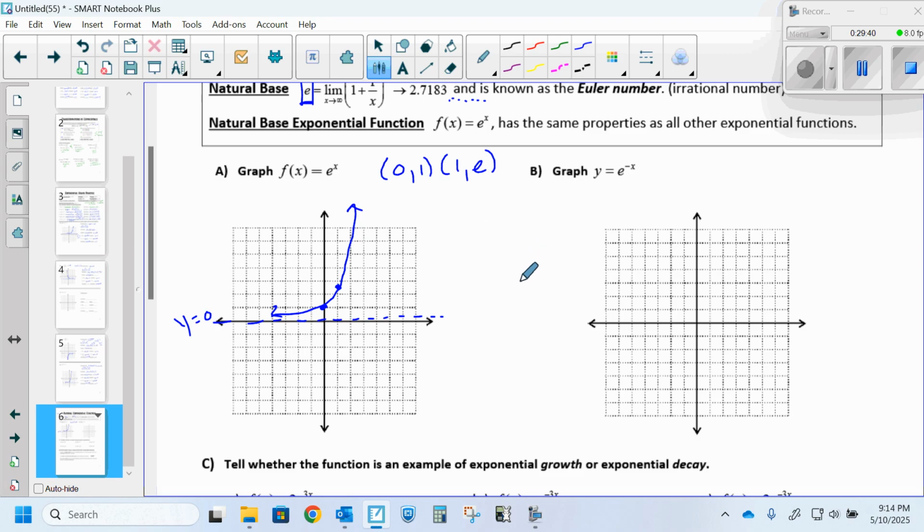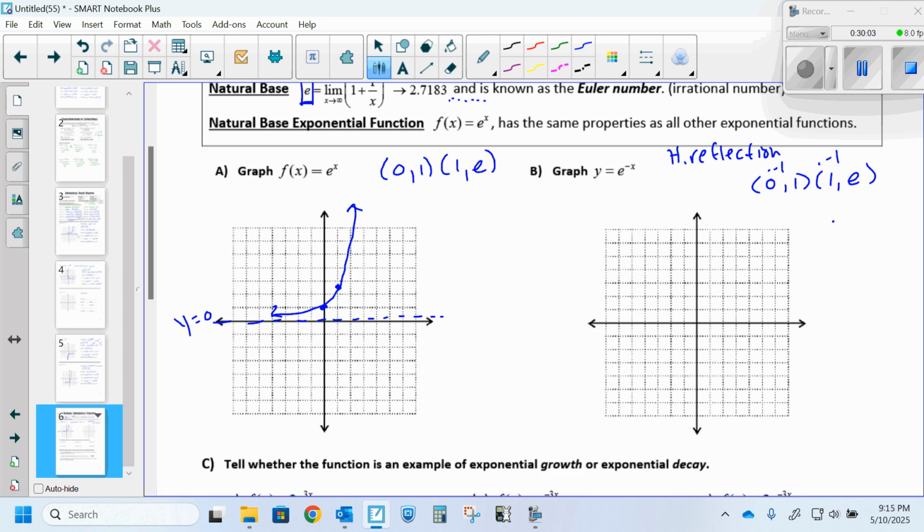I also have a finance question that we're going to do at the bottom of this page. Okay, so here we have a horizontal reflection. So we're going to take our parent points, (0, 1), (1, e), and you're going to be multiplying your x values by a negative 1.